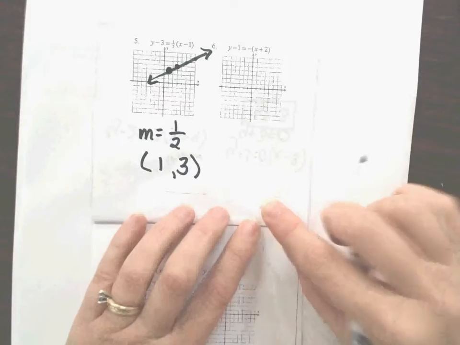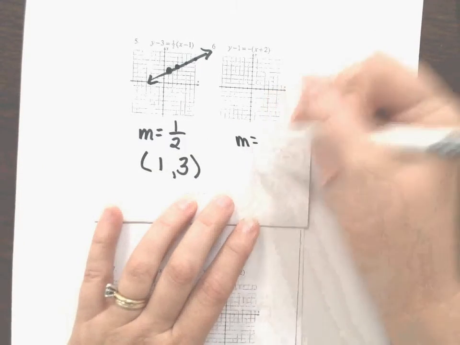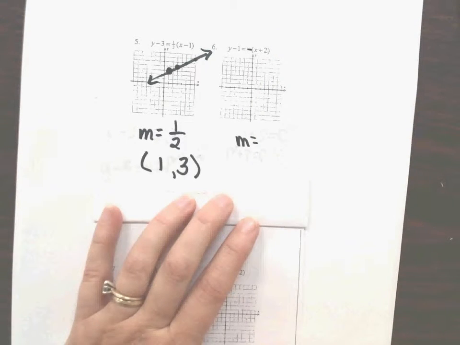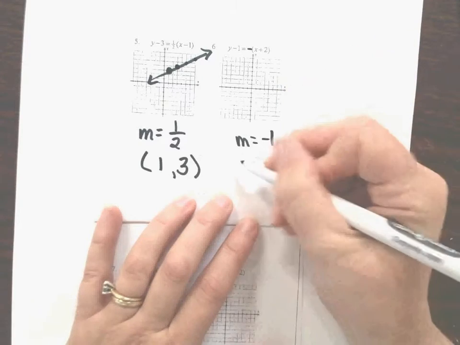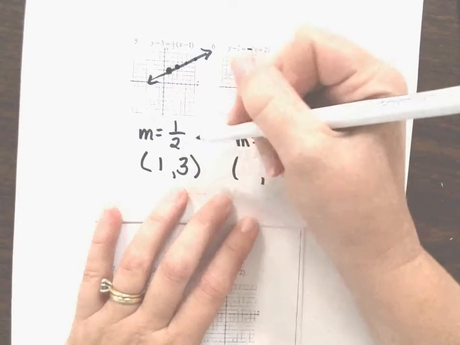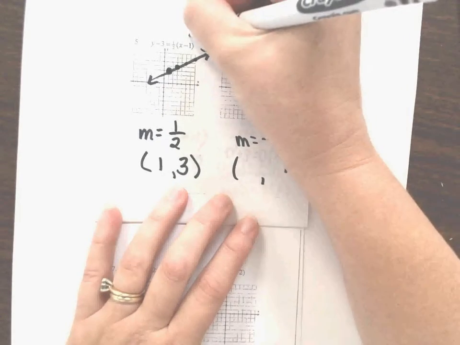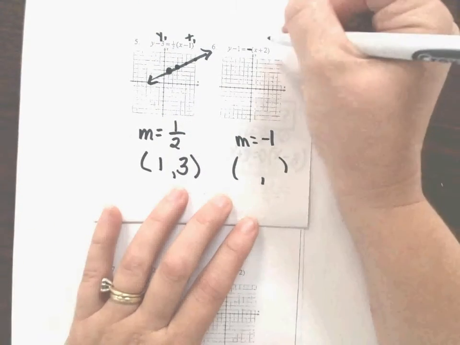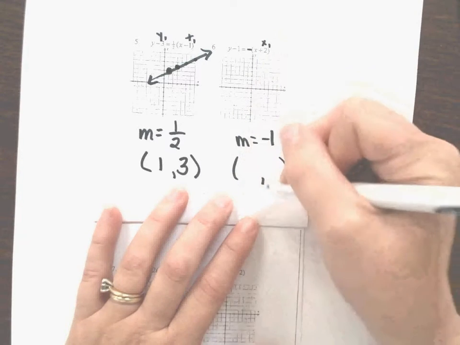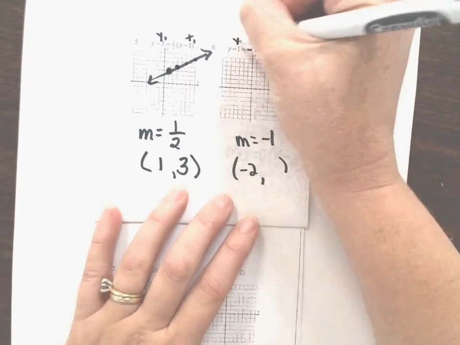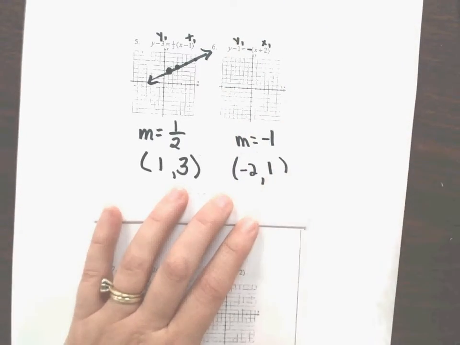Okay. On number 6, what's your slope when all you have is this negative out in front here? Negative 1. So, Calvin, did we just choose the 1, 3 here? No, this is my x1 and this is my y1. Okay? So your x1 here is 2, so when I write it in my ordered pair, it is going to be negative 2. And my y1 is negative 1, so this would be positive 1. Yep.